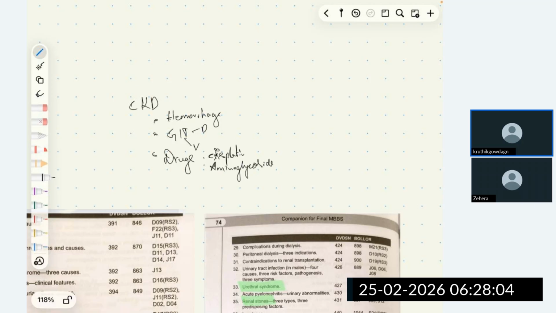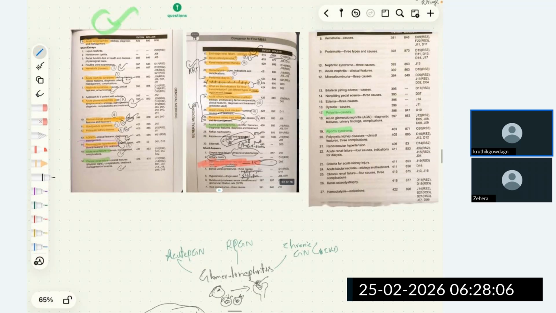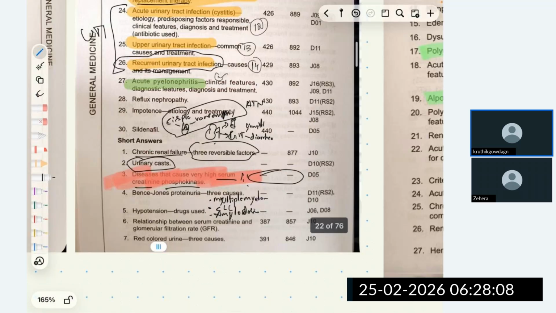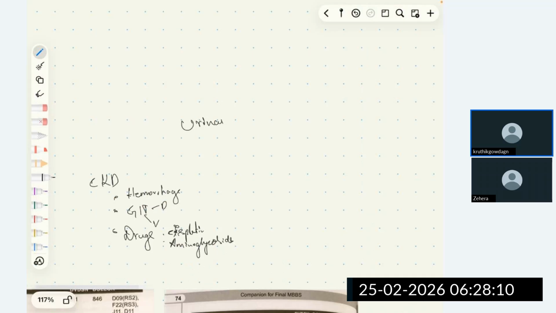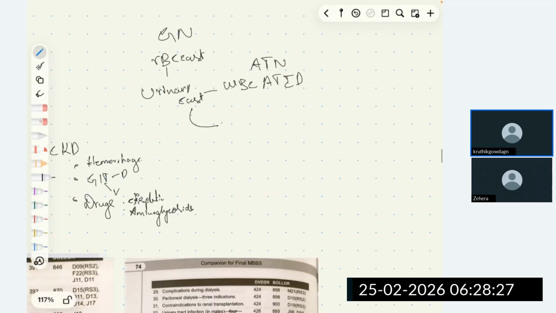Okay, this is the first question. The second question, urinary cast. I'll explain it briefly. We have RBC cast in case of glomerulonephritis, WBC cast seen in acute tubular necrosis, acute tubulointerstitial disease, and also we have hyaline cast seen in CKD.